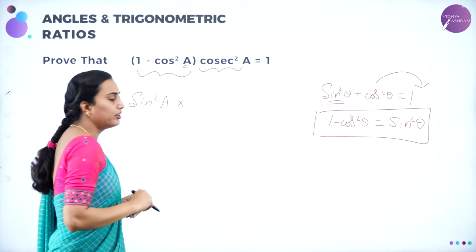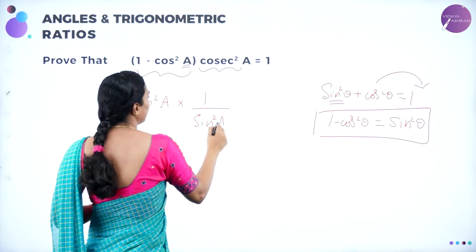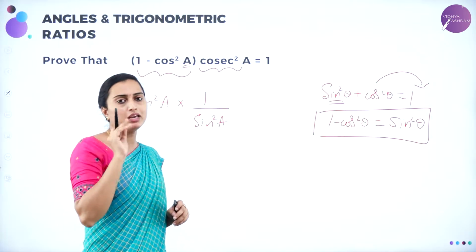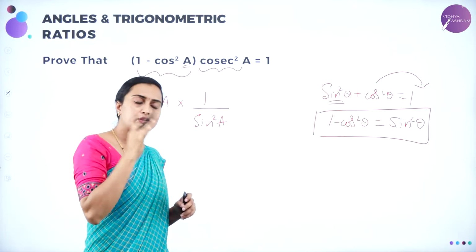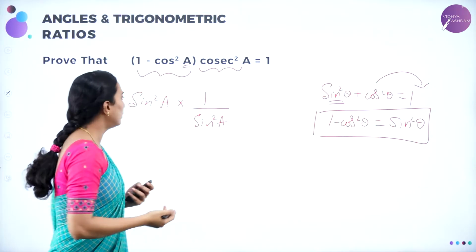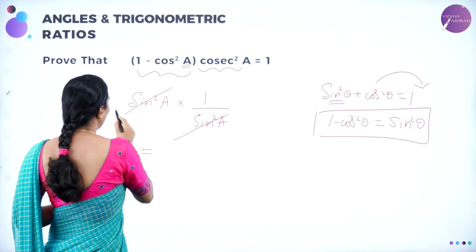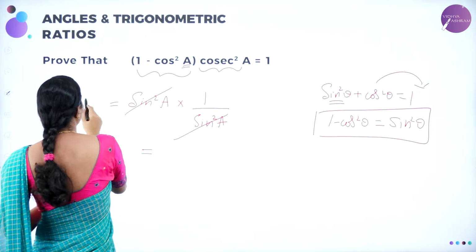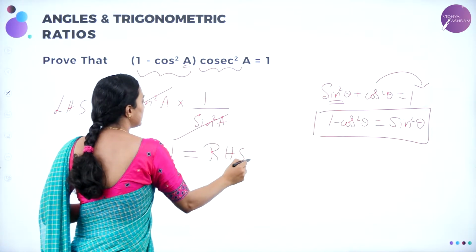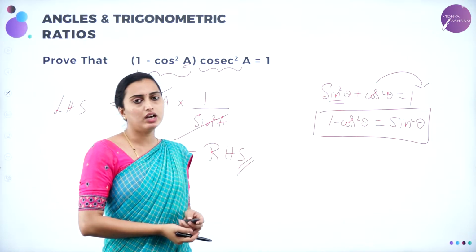Reciprocal of sine, which is nothing but 1 divided by sine squared A, because they have given here cosecant squared A. If it is cosecant A, we can write it as 1 by sine A. Cosecant squared A means 1 by sine squared A. So here sine squared A will get cancelled. You are going to remain with only 1. Here I have taken the left hand side and proved the right hand side, which is nothing but 1. That's it. I'm using the identity. Are you getting this? We'll move on to the next one.